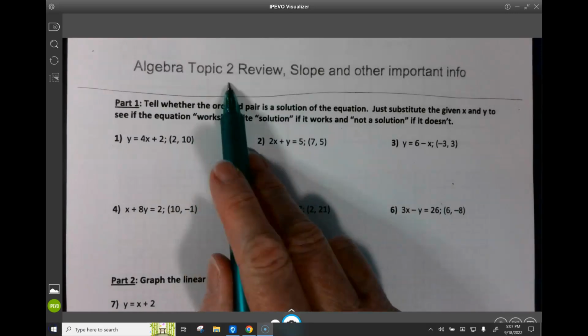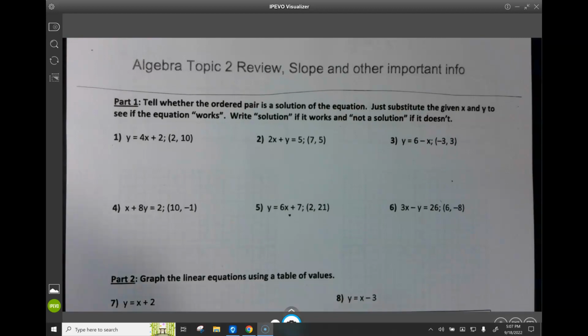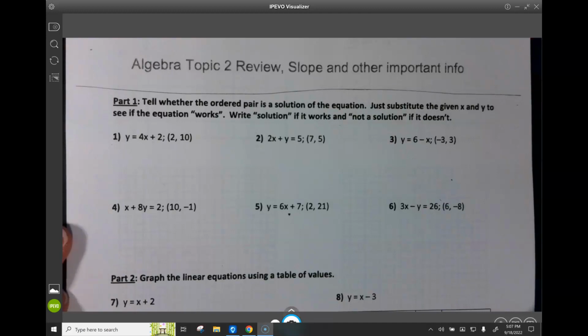So we're now going to be starting topic 2. Remember, a topic just means chapter usually, but this book calls it a topic. It's one of my favorite topics. We get to talk about graphing and different types of equations, slope-intercept, point slope, and standard form. And so I really like this unit a lot. I hope you enjoy it too.